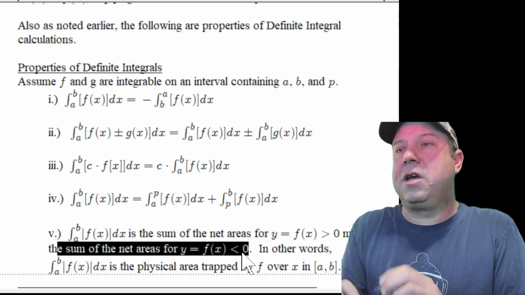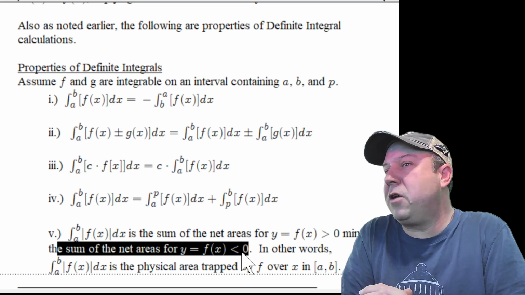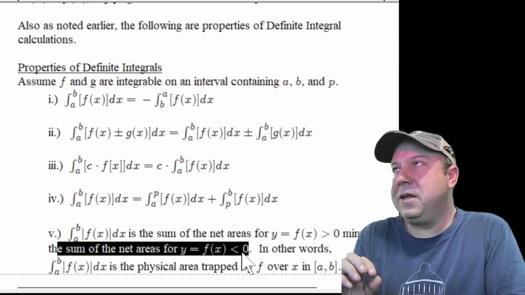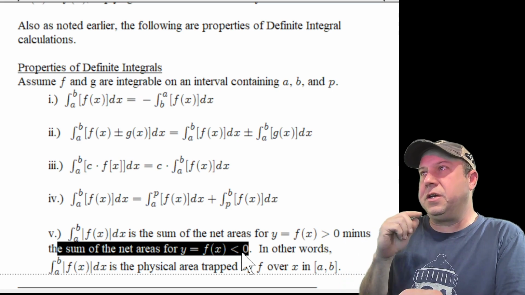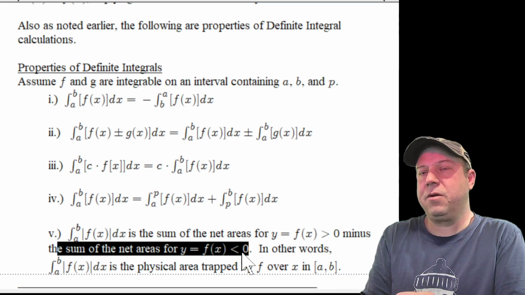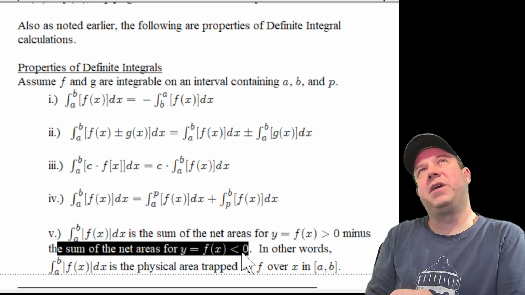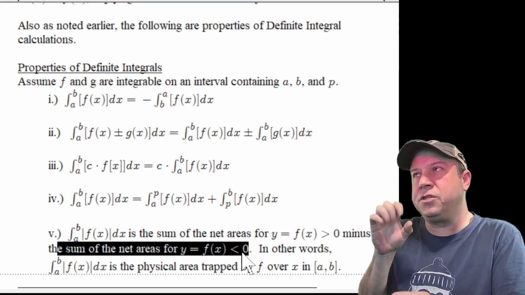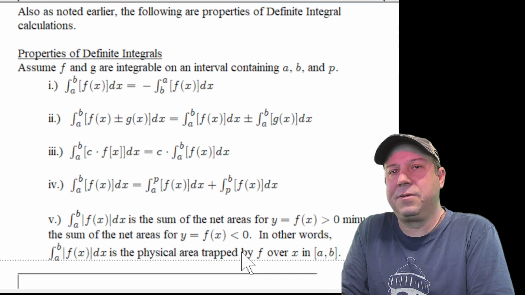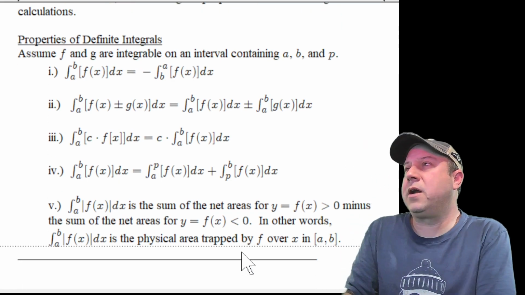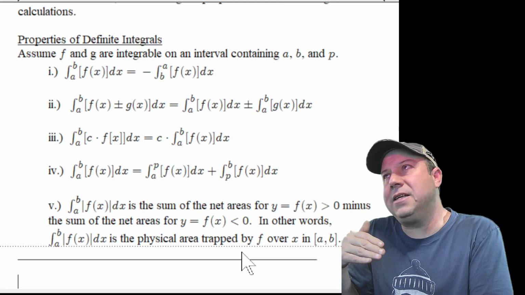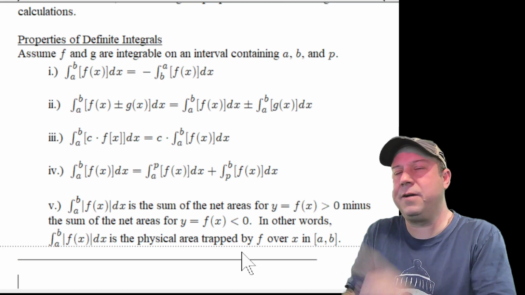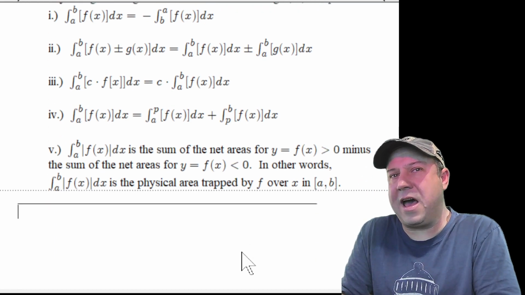In other words, it's going to be all the physical area trapped by our function, ignoring the direction of that net area. I should be careful there. It's the difference of the net area for the regions above the x-axis with the net area for the regions below the x-axis, because the areas below are going to be negative in value. When we subtract those away, they turn back to positive, and we actually get a physical area. That's that absolute value effect.